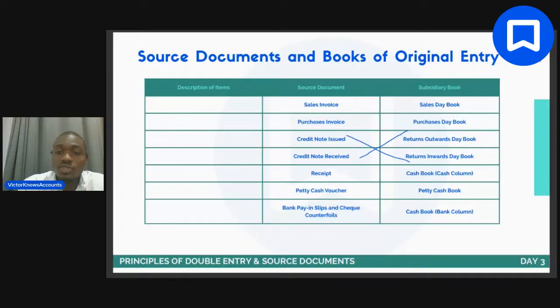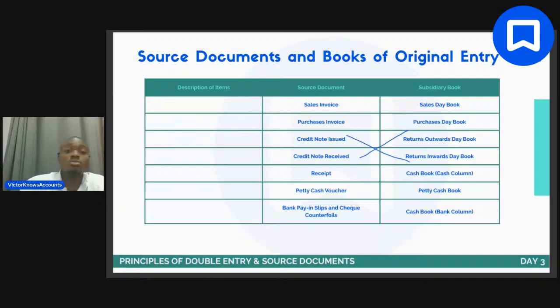Cash book. Now don't forget that on your 2-column cash book, there are 2 columns. You have your cash column and your bank column. Now for the cash column, the relevant source document will be what? Will be receipt.